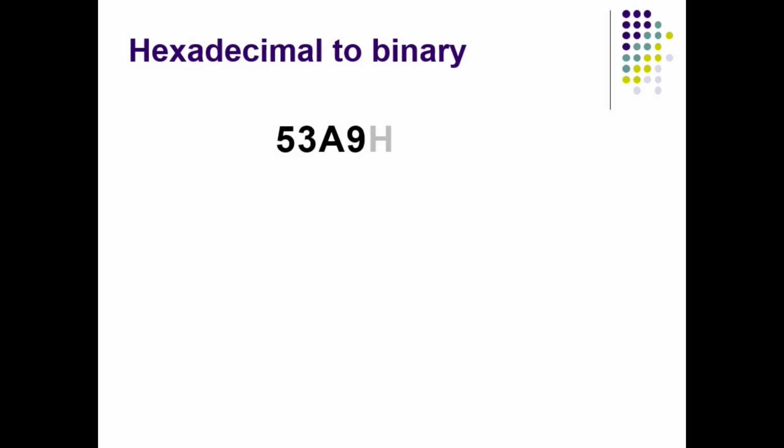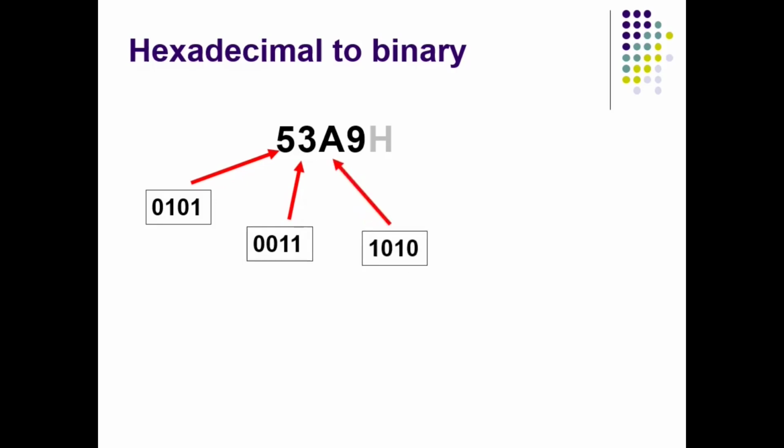Let us see. I have a number here, 53A9. It's a hexadecimal number, so there is H here to identify it. Now we know how to write 5 in binary. In binary 5 means 101, but I have taken one extra 0 to make it 4-bit: 0101. Then 3 is 0011, A is nothing but 10 in decimal, that is 1010 in binary, and 9 is 1001. Now these are the binary representations of each digit of the hexadecimal number system.